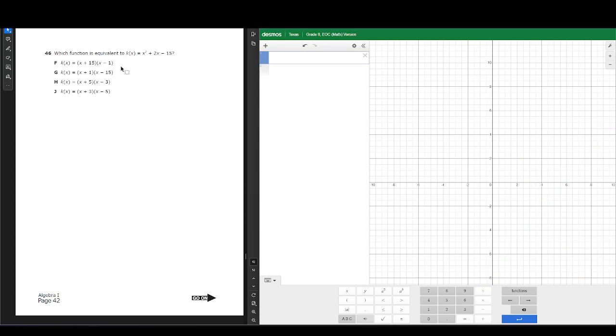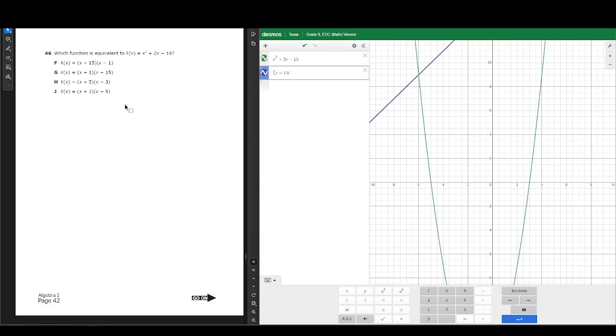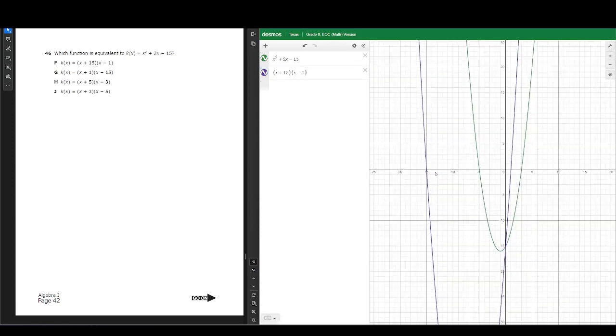Which function is equivalent to this one? So we've done one of these already. We just do x squared plus 2x minus 15. We're intended to solve this by factoring, clearly, because these are all linear factors. But if we are struggling with that, we can just graph each of them. So x plus 15, x minus 1. That's not correct. It doesn't match the purple graph.